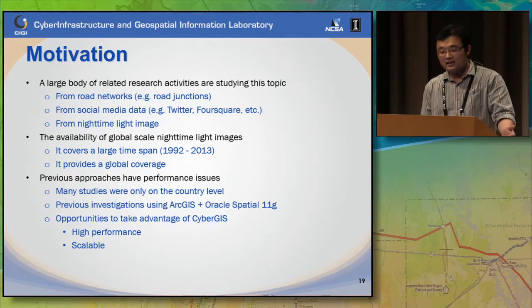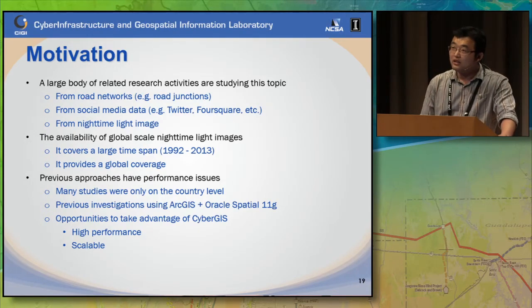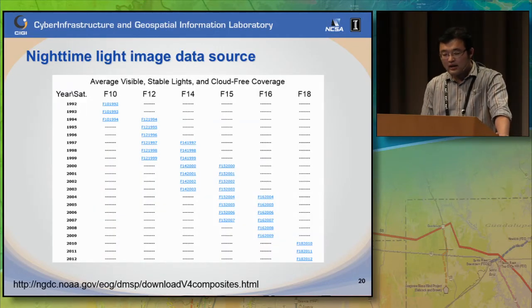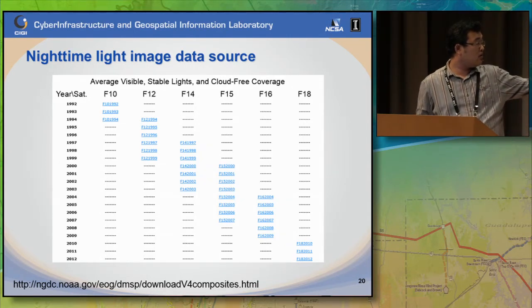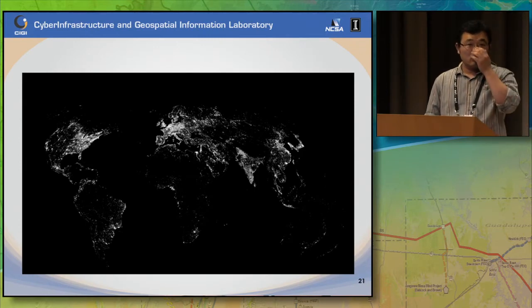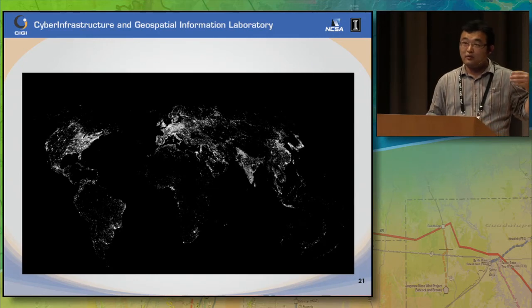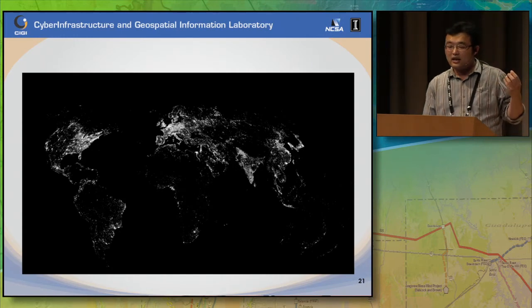Yeah, maybe it's a good idea to explore the high performance platform because of its high performance and scalability in dealing with those big satellite images. Right now I'm talking about the light image, which I downloaded from NOAA.gov. This is an image of the year 2012, a nighttime light image of the whole world, where those light pixels refer to where people are living, and we can extract the natural cities.